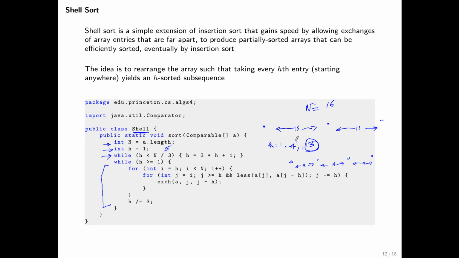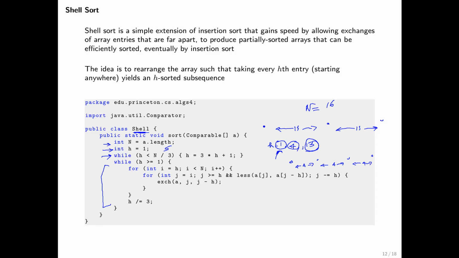And then finally, you look at elements that are 1 apart. When h is 1, you're looking at the standard insertion sort. And when h is 1, the array is already partially ordered, so insertion sort does really well in putting that array into total order. So that's how this algorithm works. Let's go through it in some detail now.